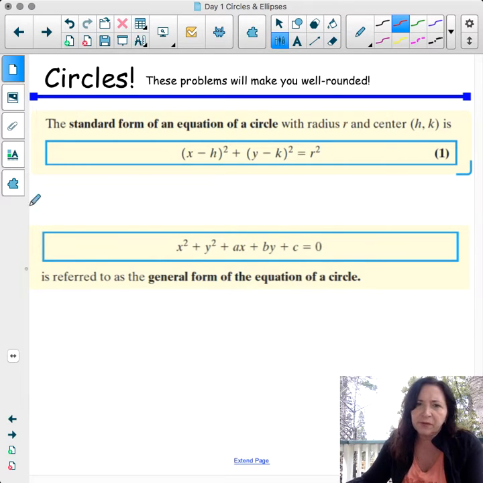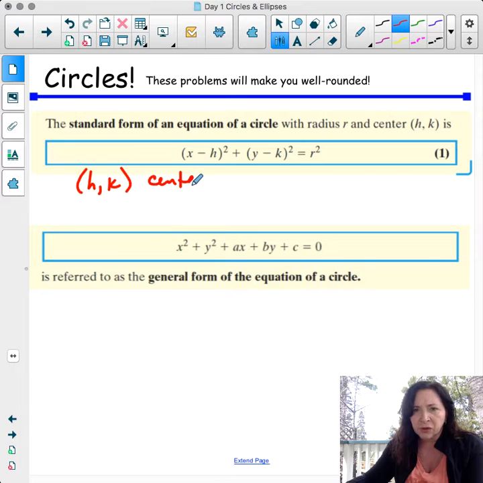So the standard form of an equation for a circle is (x minus h) quantity squared plus (y minus k) quantity squared is equal to the radius squared. That is assuming that h and k is your center, so (h, k) is the center of your circle.